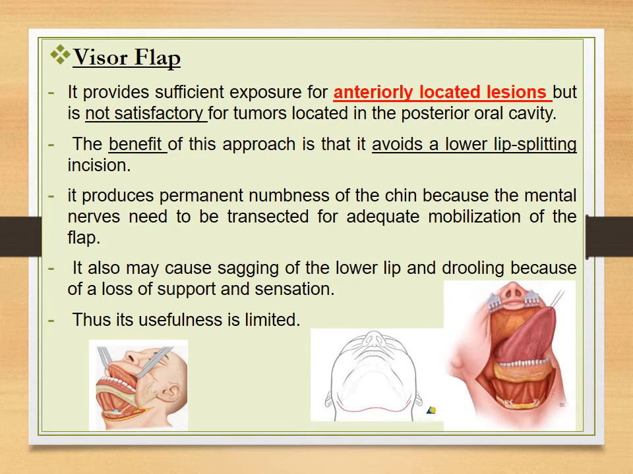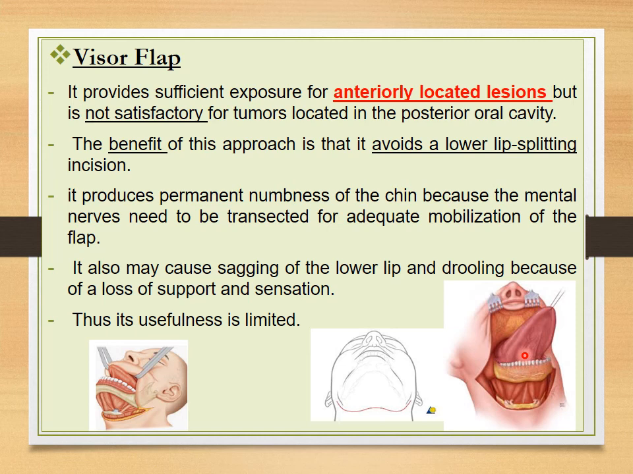The other important and famous approach for the resection of tumors is called the visor flap, also famous like the Ferguson flap. If you look at the image, this is the initial incision for elevation of the flap, avoiding the lower lip, and this is the clinical image and diagram for the clinical photo. This flap provides sufficient exposure for anteriorly located lesions, but is not satisfactory for tumors located in the posterior oral cavity. It is mostly used for anteriorly located lesions. One advantage of this flap is avoiding splitting of the lower lip, for aesthetics.